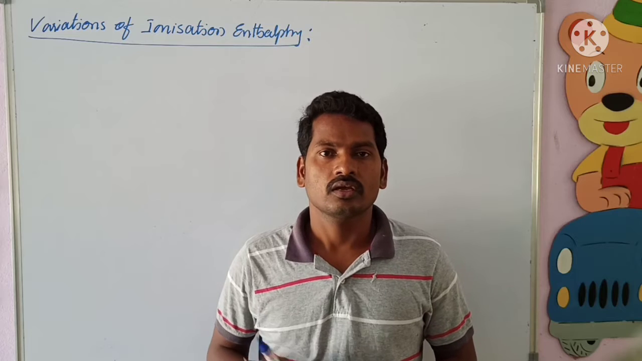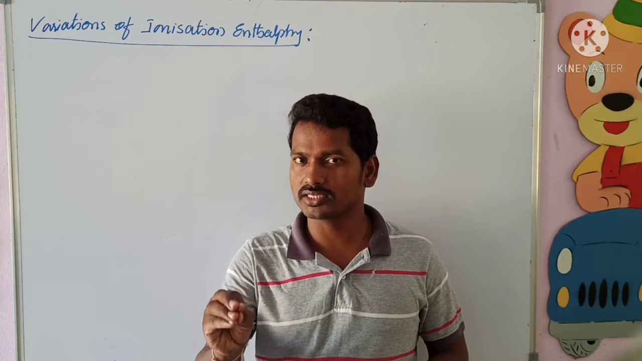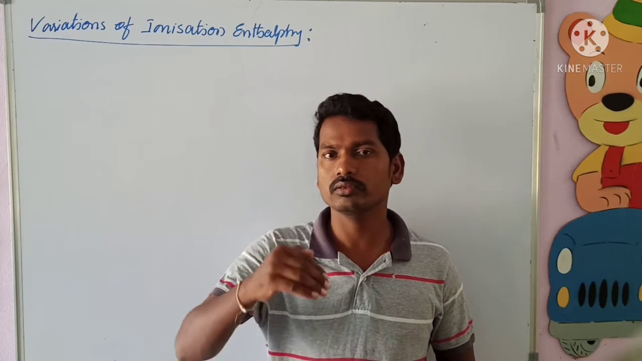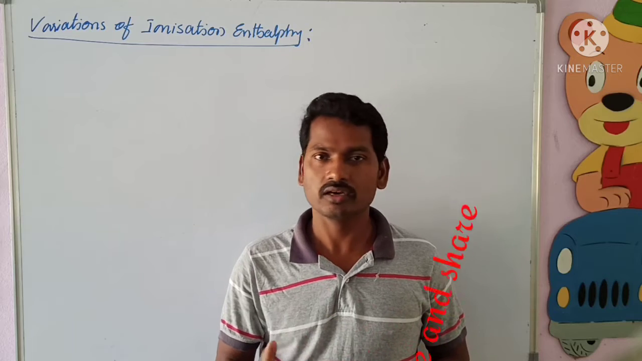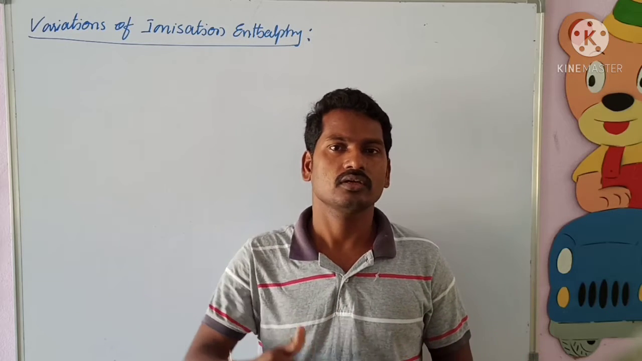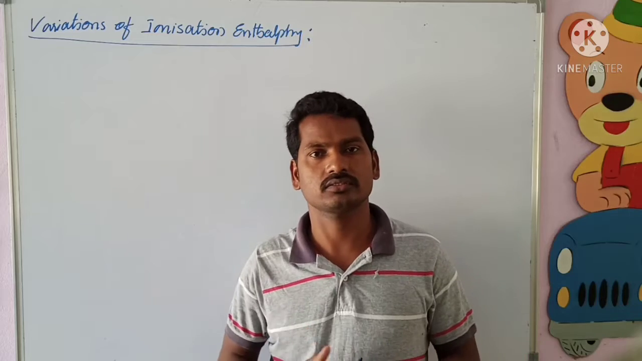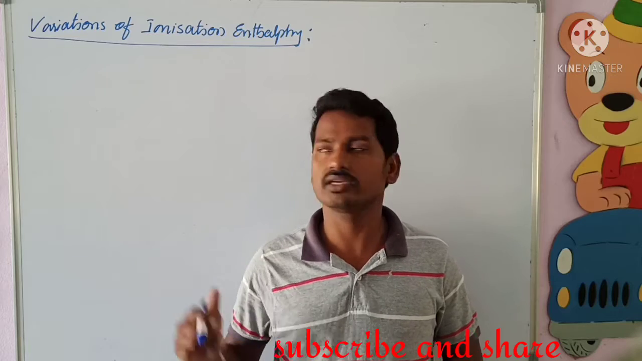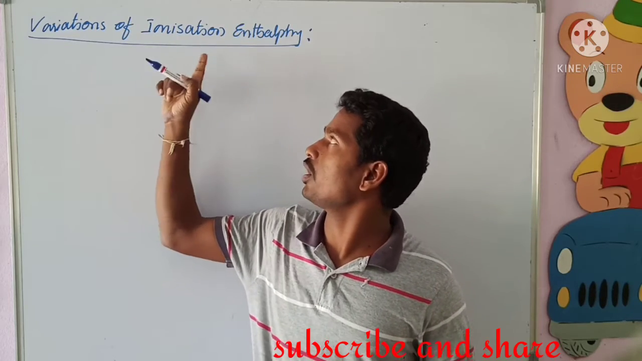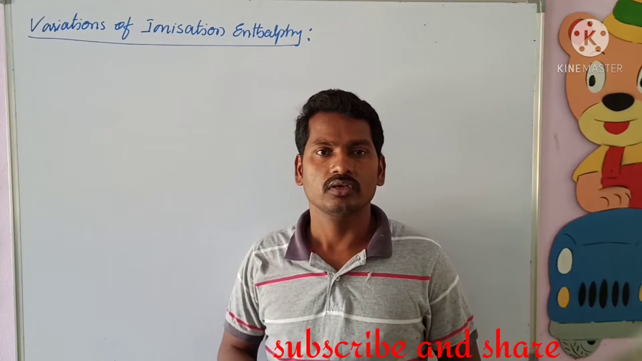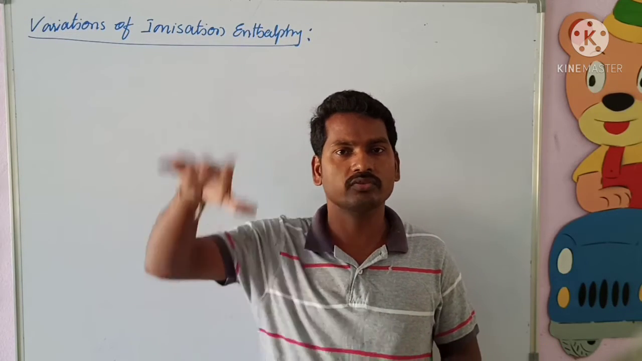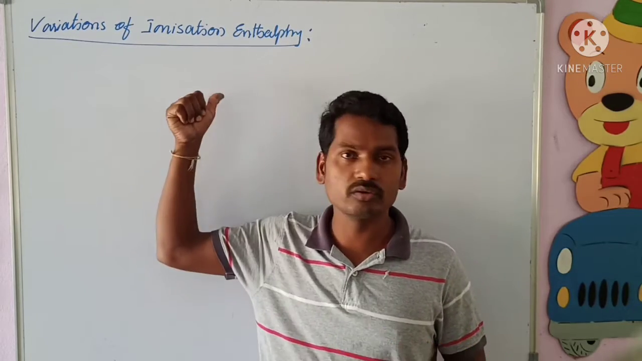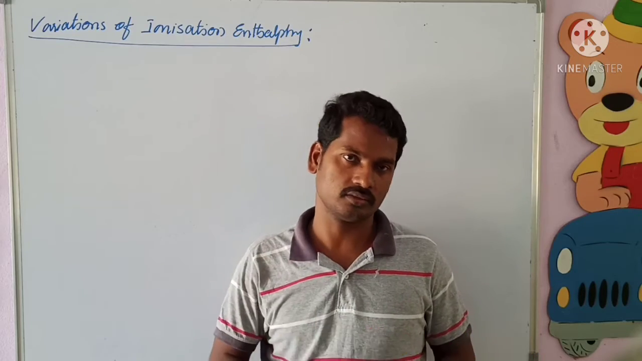Right, students? Next, we discuss ionization enthalpy variations in groups and in periods. In our previous classes, we have discussed ionization enthalpy definitions and affecting factors. After that, we will discuss the variation of ionization enthalpy. In the modern periodic table, we have the groups and periods. In those groups and periods, how will the ionization enthalpy vary?